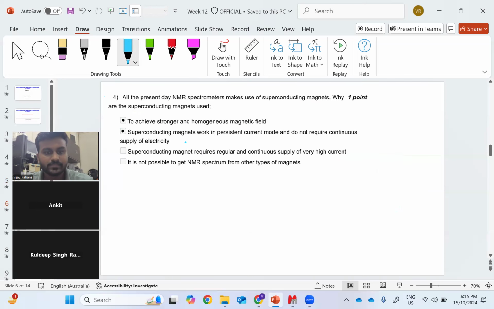The next question is: all the present day NMR spectrometers make use of superconducting magnets, and why are superconducting magnets used? The superconducting magnets are used to achieve a stronger and homogeneous magnetic field. This is the first option, and the second is the superconducting magnet works in the persistent current mode, which is important and does not require continuous supply of electricity. So these are the two reasons we use the superconducting magnet in NMR spectrometers.